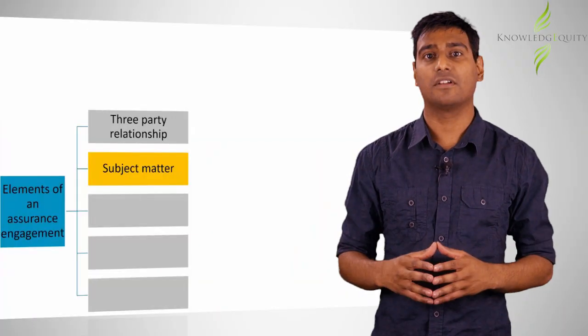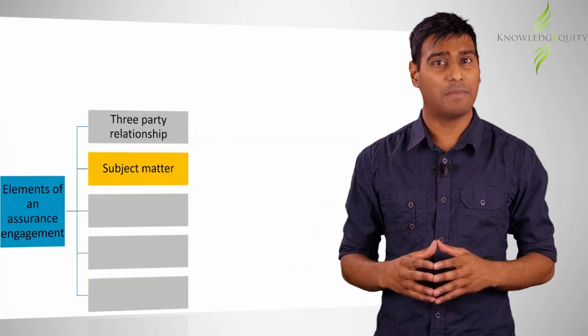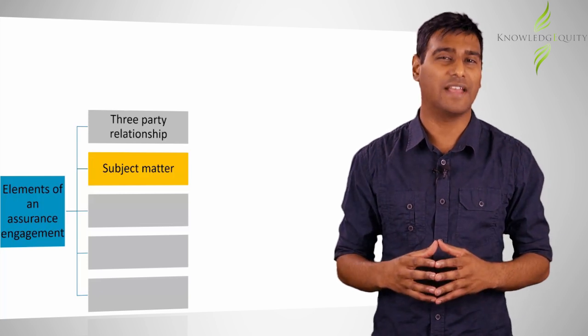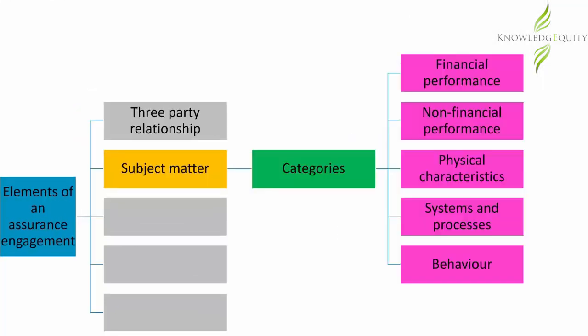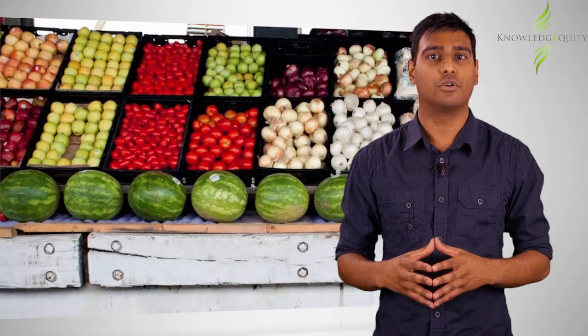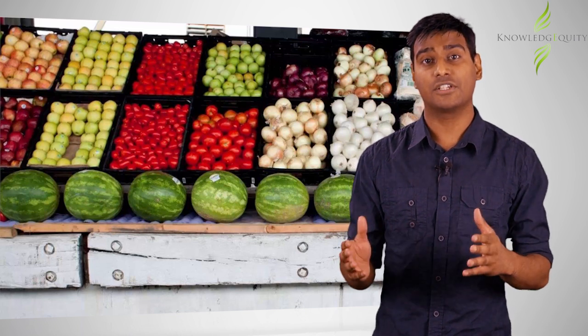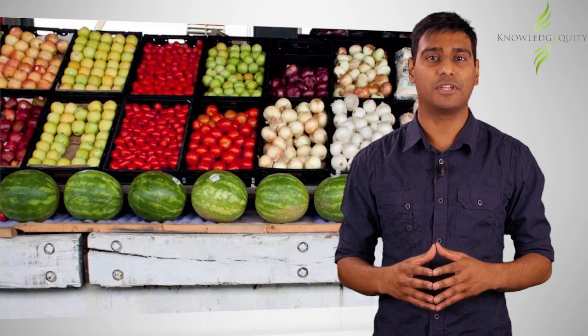The second element is the subject matter. Subject matter refers to the actual substance, item, or factor that is measured or evaluated. Subject matter can take different forms ranging from financial performance to behavioral. For example, compliance with rules and regulations specific to a particular industry will be behavioral in nature, and this could be the subject matter for an assurance engagement. In terms of our example with George and Martha, the subject matter would be the financial records. The financial statements itself would be the subject matter information.